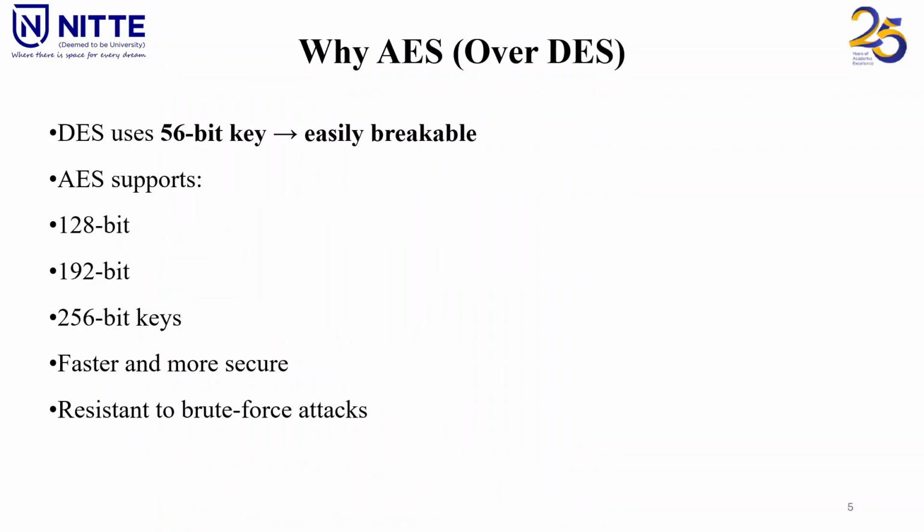So why is AES required over DES? The main limitation we have seen in DES is the smaller key size. Because of the 56-bit key, it can be easily broken, and AES supports a larger key of 128 bits, with three sets of key sizes: 128-bit, 192-bit, and 256-bit keys. It also performs faster and in a more secure way, and it is resistant to brute force attacks.